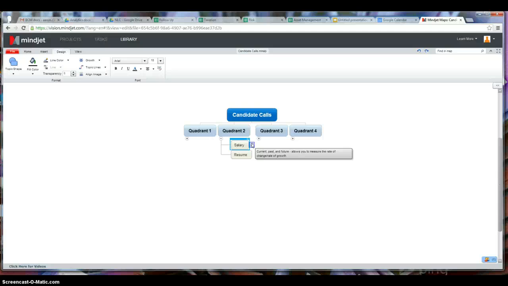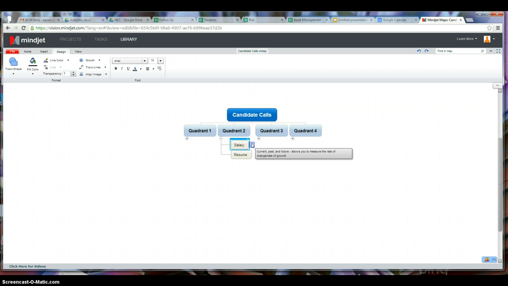Once you get that, great. And then you can ask in terms of past. If you know they've recently been promoted, ask what was your base last year? Or if you know they've been with the company 3 years, ask what was your base when you joined the company? What that's going to do is allow you to measure their rate of change, or the rate of growth that they've had.